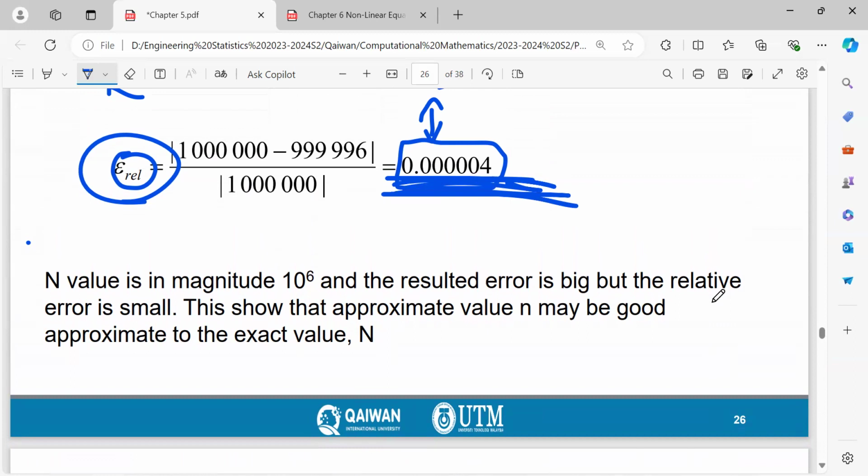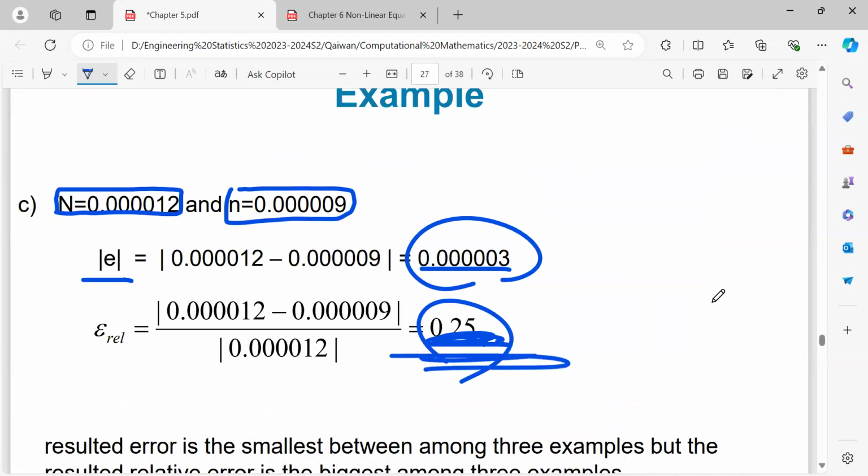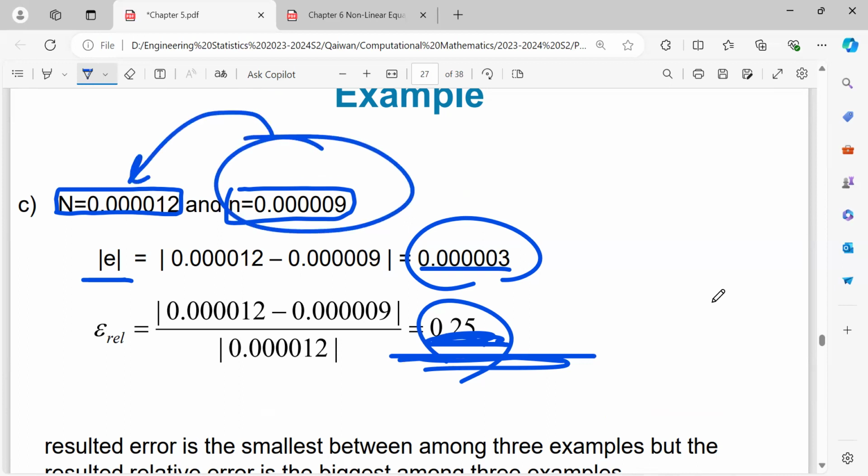It's so small, okay? But here, the relative error is 0.25. It's not a small value. For error, 0.25 is a really big value. So the approximation used for this one is not a good approximation, but the above one is a good approximation. Relative error decides if the approximation is good or not. If it's close to 0, it's a good approximation.